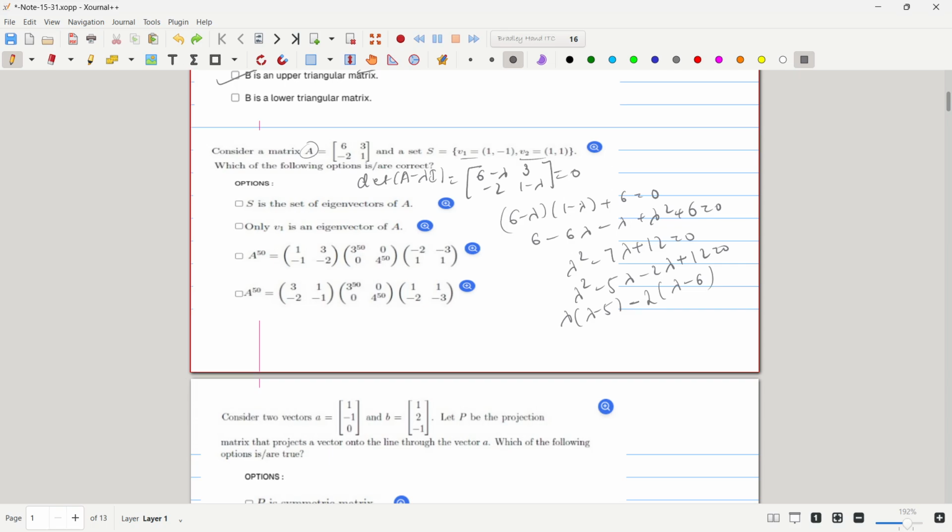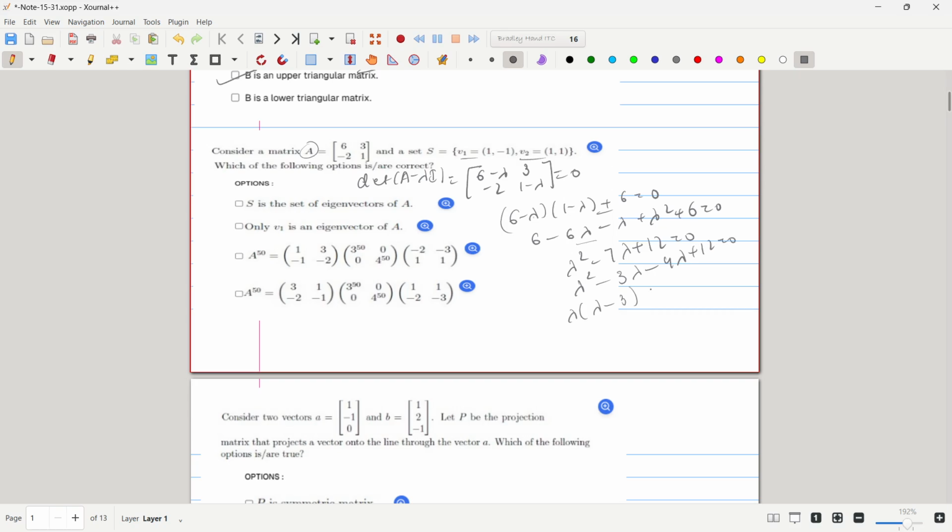So (6 minus lambda) into (1 minus lambda) minus of minus 6. So that is 6. So 6 minus 6 lambda minus lambda plus lambda square plus 6 is equal to 0. So lambda square minus 7 lambda plus 12 equal to 0. So lambda square minus 3 lambda, minus 4 lambda, sorry, minus 4 lambda plus 12 equal to 0.